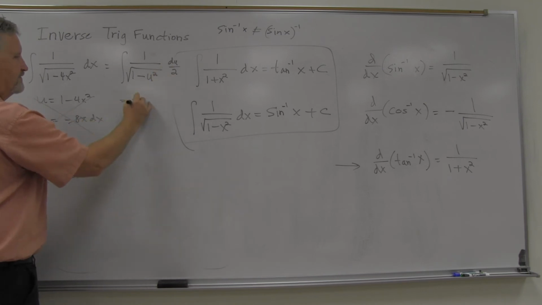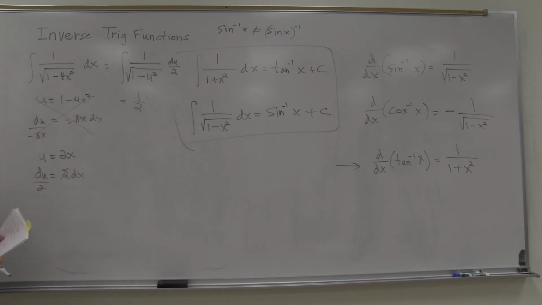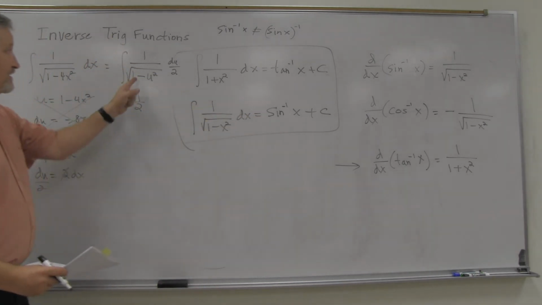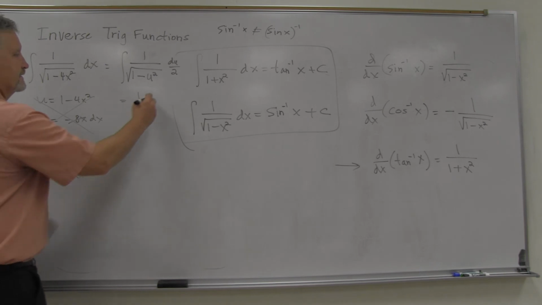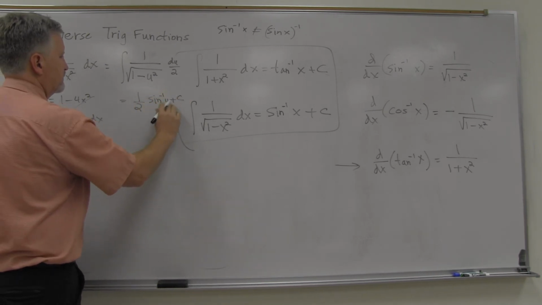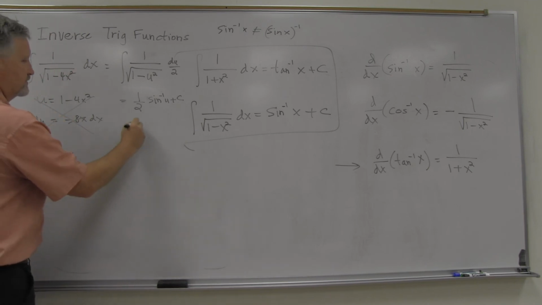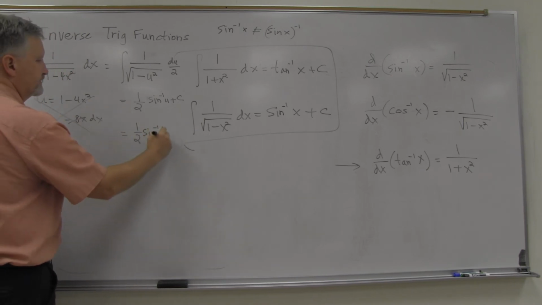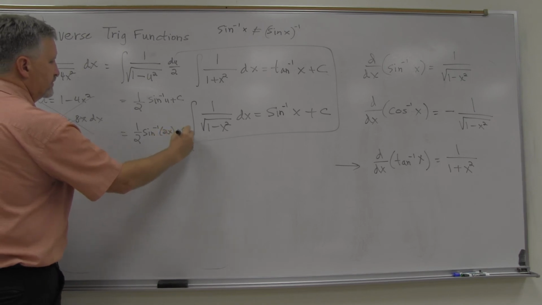Now I'm good. What is my antiderivative? Well, you've got the 1/2. This turns into sine inverse of u. So it'd be 1/2 times sine inverse of u plus c. So that's 1/2 sine inverse of 2x plus c.